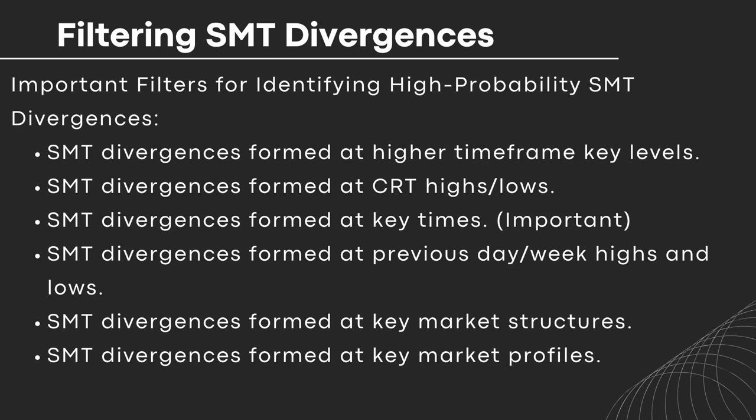So that being said, the BIS SMT are formed at CRT highs and lows, right? When one CRT is purged on one pair, whereas the other underlying pair isn't able to purge it, this confirms the CRT, and this sort of SMT is always high probability, right? Remember that.